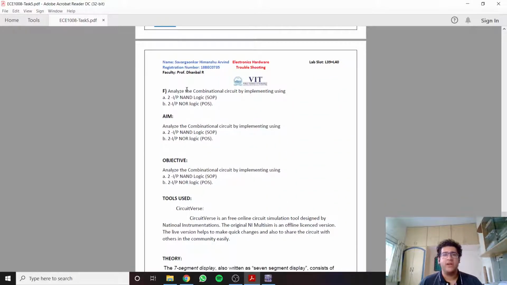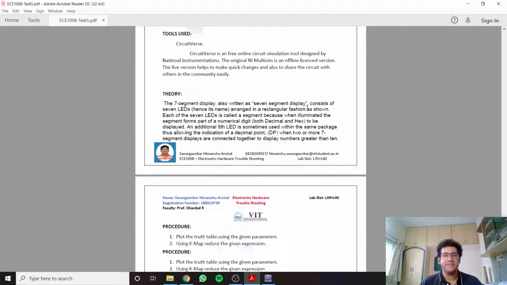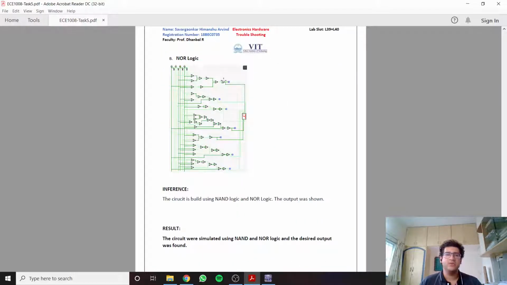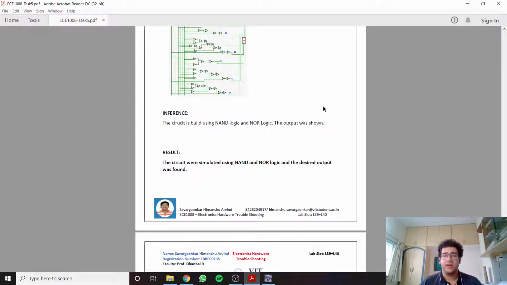For F, we had to analyze the combinational circuit by implementing it using 2 input NAND logic and 2 input NOR logic. Using NAND logic, this circuit was implemented similar to the first part of the experiment, but only NAND logic was used exclusively for the implementation of this circuit. Similarly, exclusively NOR logic was used for the implementation of this circuit, which is similar to the one shown above.